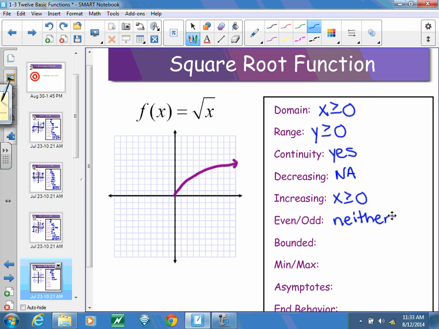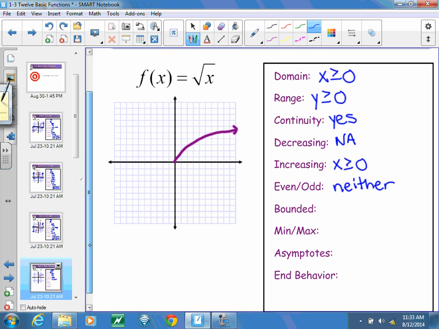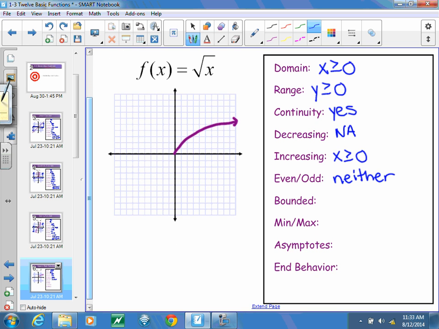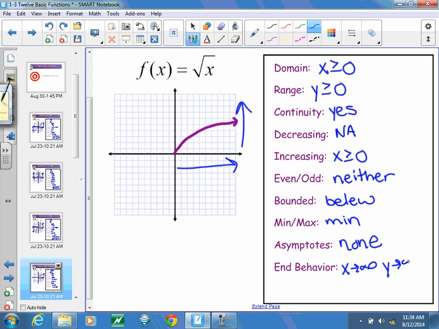This function is neither even nor odd because there is no y-axis symmetry and it cannot have any rotation symmetry. It is bounded below, and so we have a minimum, and there are no asymptotes. And as far as our end behavior goes, as x goes towards positive infinity, our value of y is going to go towards positive infinity.